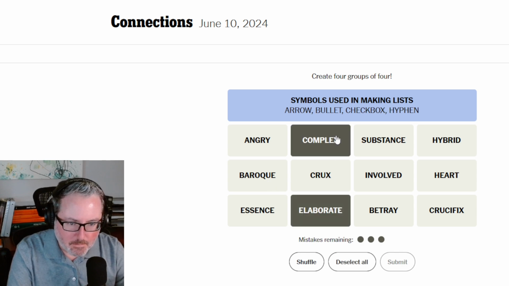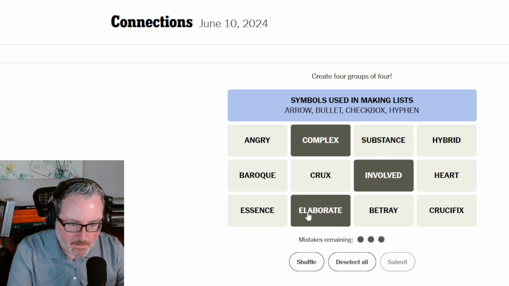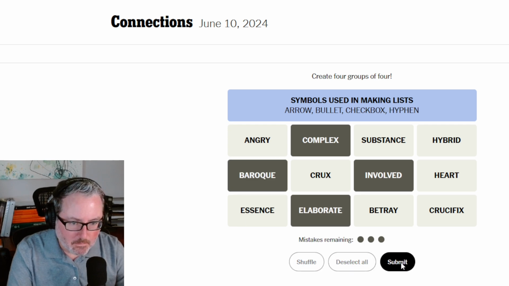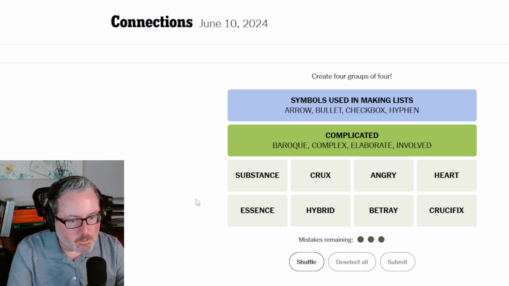I feel like this has to be complex, elaborate, and one of these other words. I mean, involved seemed to work there, but substance didn't. Essence doesn't really seem to work. I mean, baroque, does that have a second meaning that I'm not quite aware of? Let's try it. That was it? Okay, complicated. So I didn't realize baroque meant complicated. When I think of baroque, I think more of an art style instead of that. But hey, it worked. Okay, here we go.